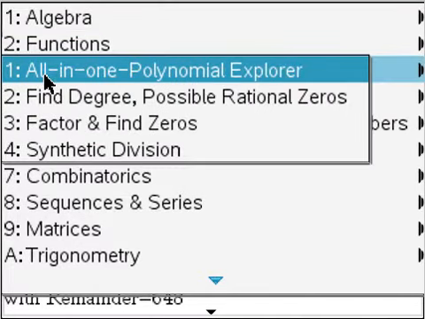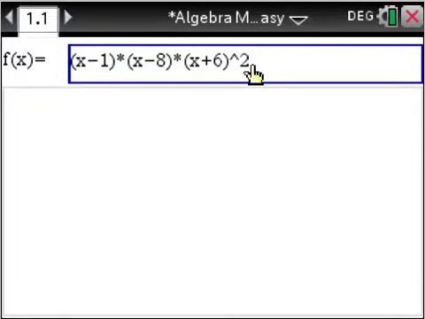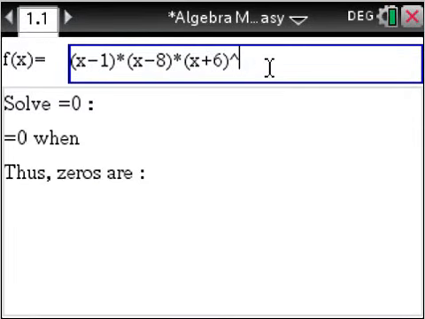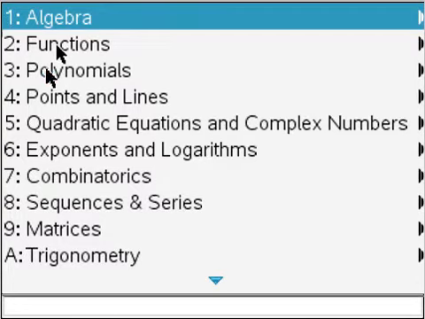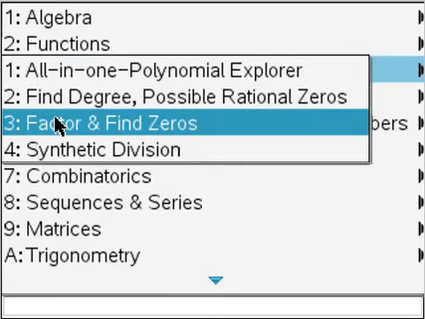If we go back to polynomials, then we can also do factor and find zeros. Let's make this a 2, plug it in. Here's what we're solving, and then step by step, we lay this out for you until we get our answer right over here. It doesn't matter what you plug in over here, you will always get your answer. So that was factor and find zeros.